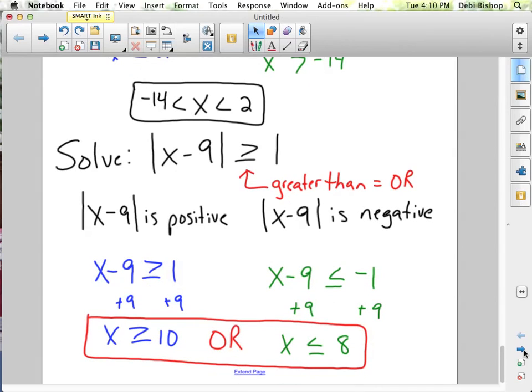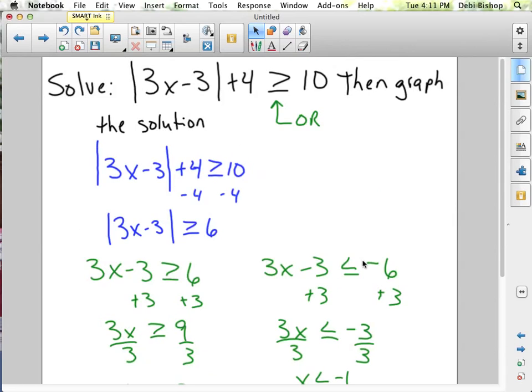All right, and one last example. I'm going to show you on a graph here. We're combining some of the things. The absolute value of 3x minus 3, plus 4, is greater than or equal to 10, and then graph it. First I'm going to isolate the absolute value, getting it alone on one side of my inequality. I subtract 4 from both sides: the absolute value of 3x minus 3 is greater than or equal to 6.